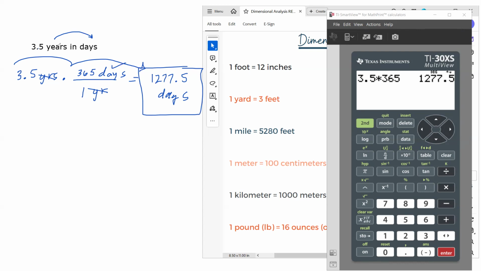So it makes sense that our number is so large because we're converting years down to days that takes a lot of days to make a year. Therefore, in 3.5 years, there's going to be many, many days. Okay. There is your process.